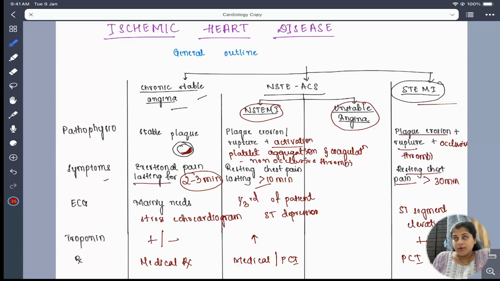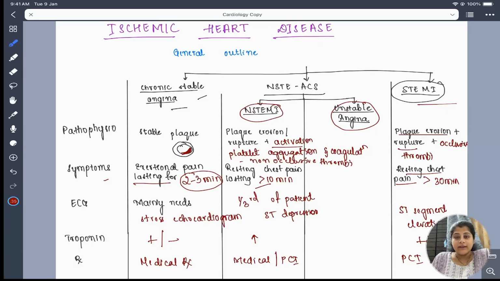You can broadly classify it as chronic stable angina, ACS, which includes NSTEMI and unstable angina, and STEMI. Unstable angina we will be discussing in a separate video. So chronic stable angina, it's stable. The patient has chest pain only during exercise. Therefore, you can use only stress echocardiogram or stress electrocardiogram to detect this. The troponin levels might or might not be elevated.